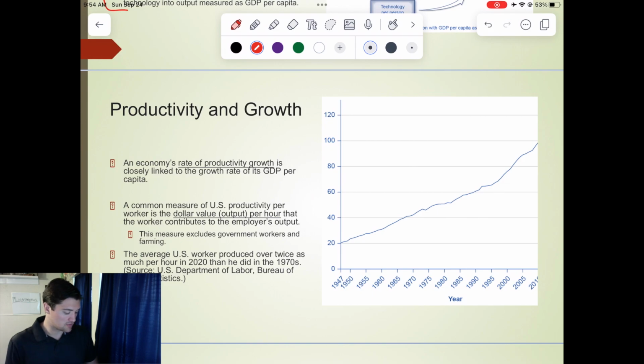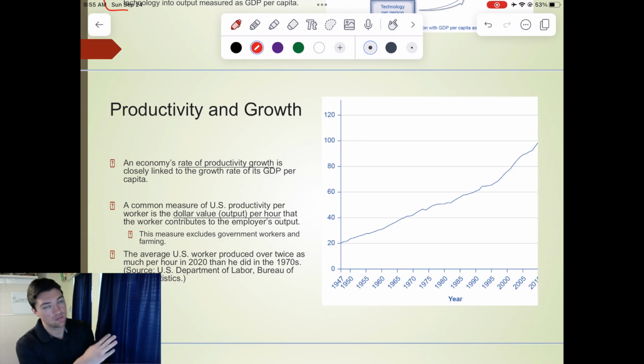Okay? So we're looking at the dollar value. So that's how we could measure productivity. That's one way. The average U.S. worker produced over twice as much per hour in 2020 than they did in the 1970s. Why would that happen? Why would we be able to produce over twice as much in 2020 as in 1970?